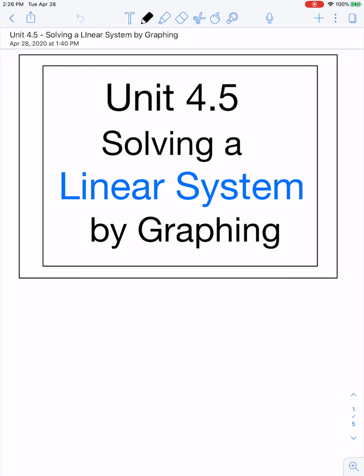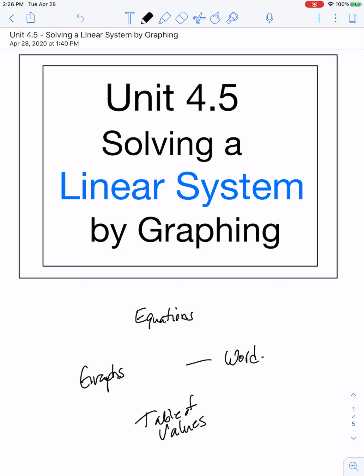Hello, this is Unit 4.5, Solving a Linear System by Graphing. So far, we've looked at all the different representations of linear relationships. We've looked at equations, graphs, and tables of values of linear relationships. And we've also looked at word problems, and we've figured out how to go between all of them.